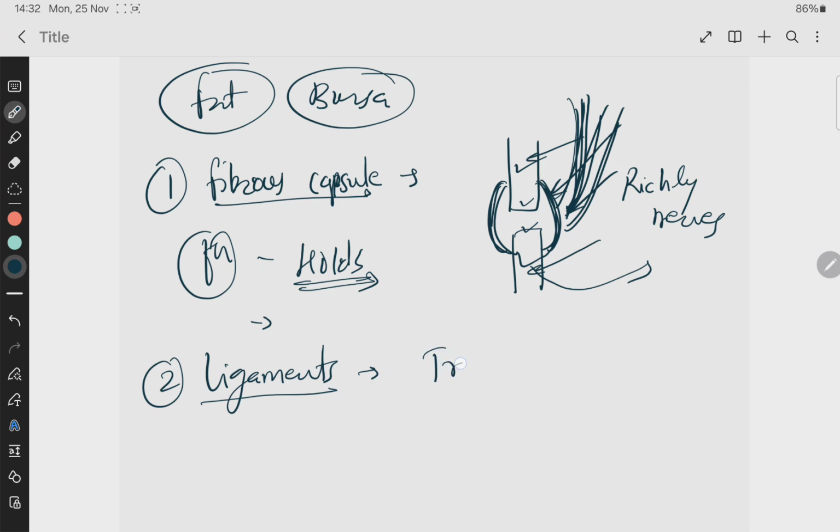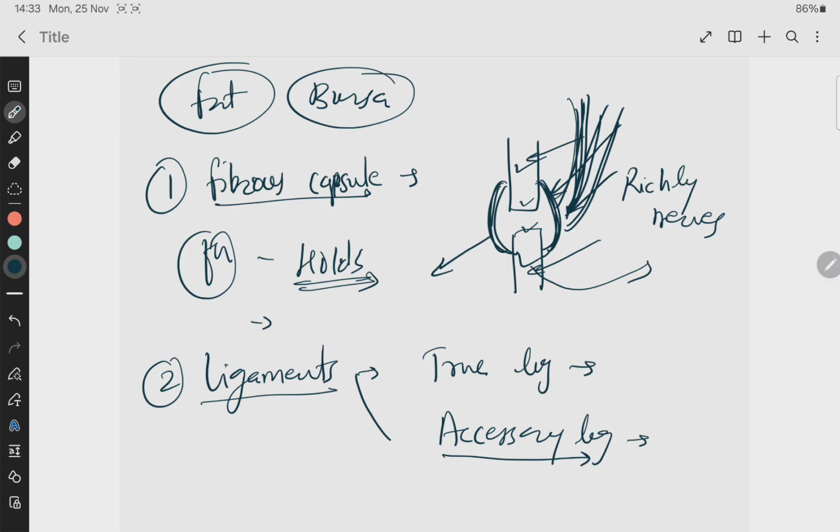There are two types of ligament. One is the true ligament and the other is the accessory ligament. So what are true ligaments? They are nothing but the thickening of the fibers of the fibrous capsule, and they are mainly derived from the fibrous capsule. These are called the true ligament or intrinsic ligament. They are nothing but the extensions of the fibrous capsule.